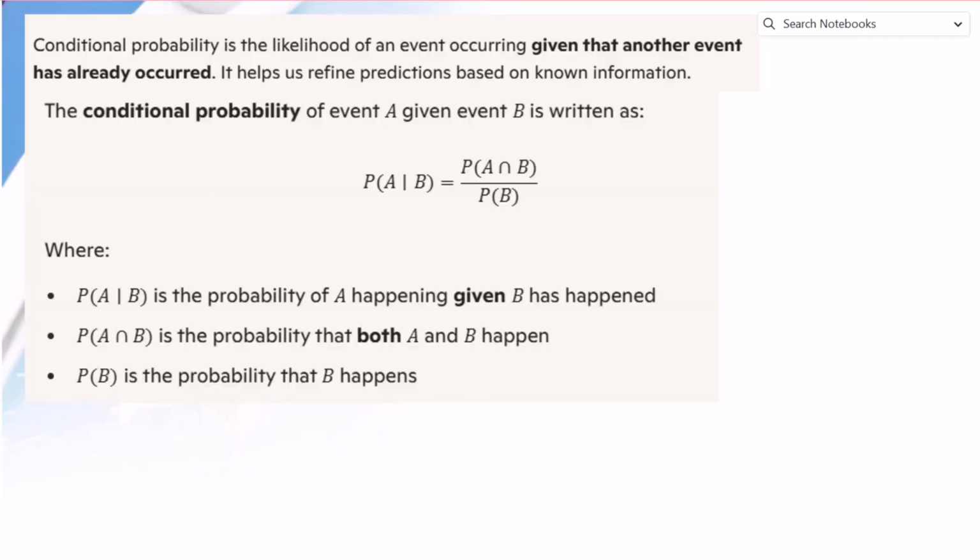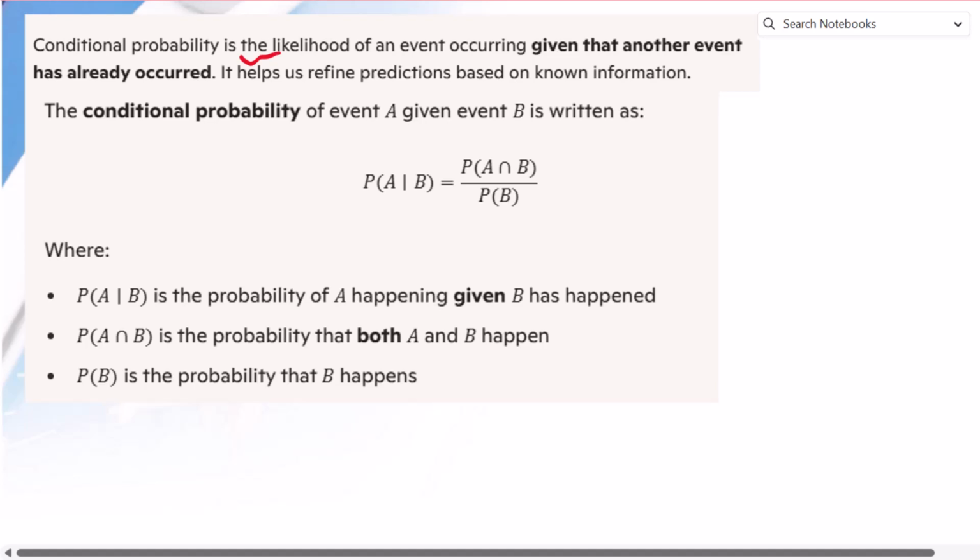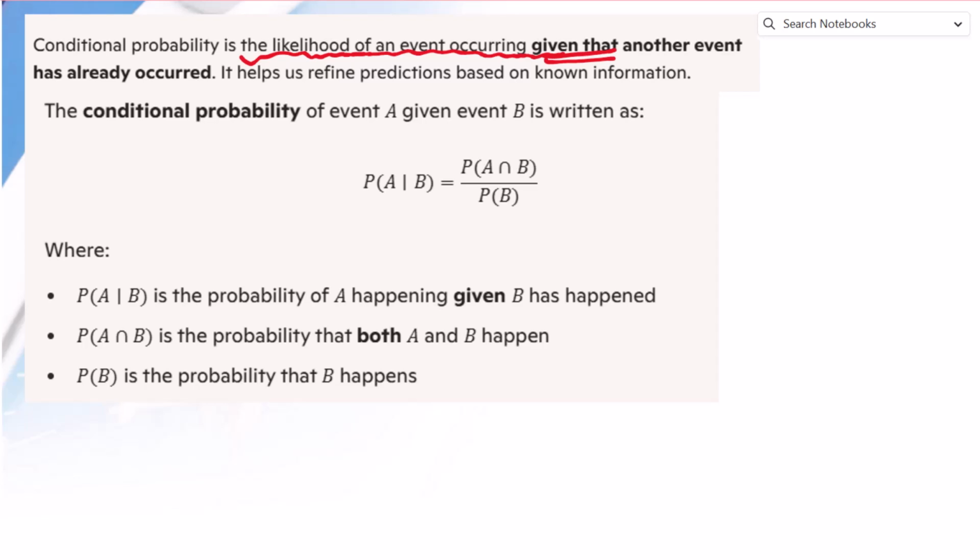This video is about conditional probability. Conditional probability is the likelihood of an event occurring given that another event has already occurred. It helps us refine predictions based on known information.